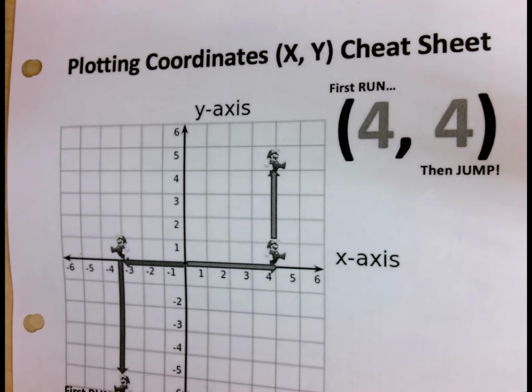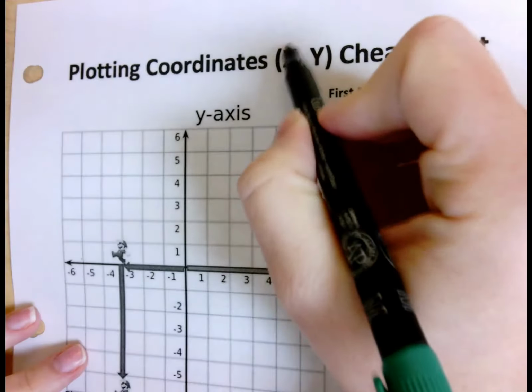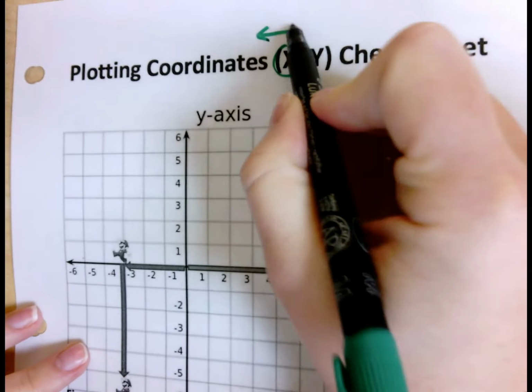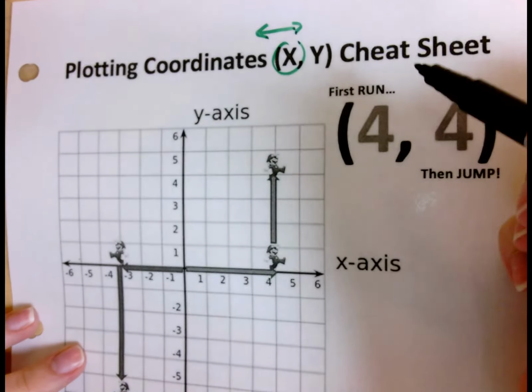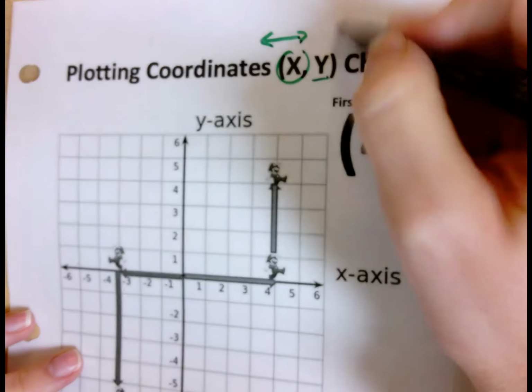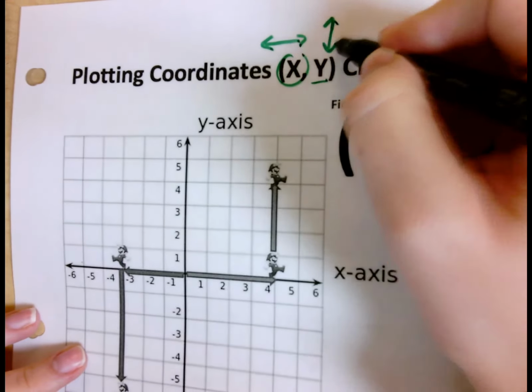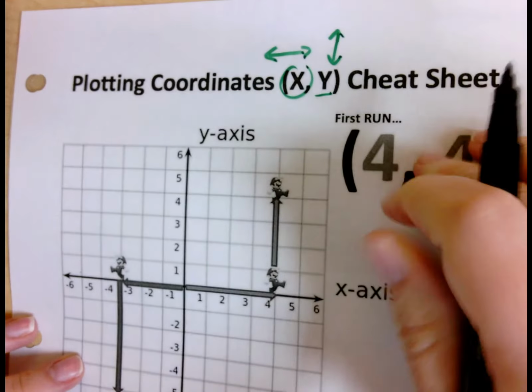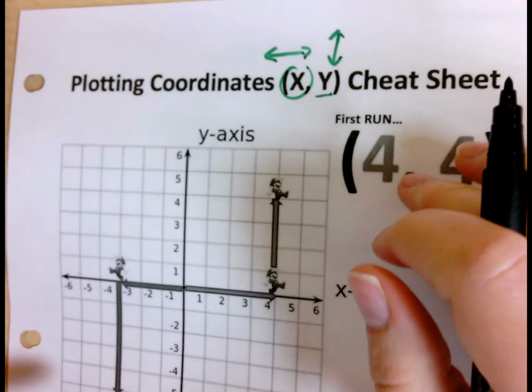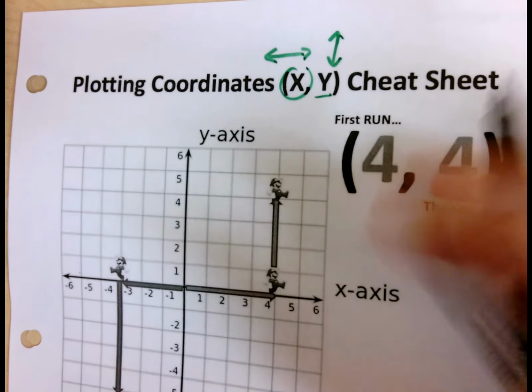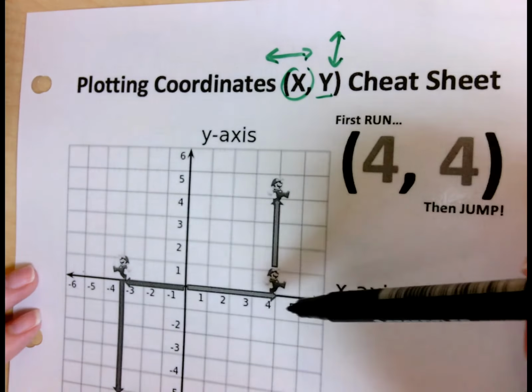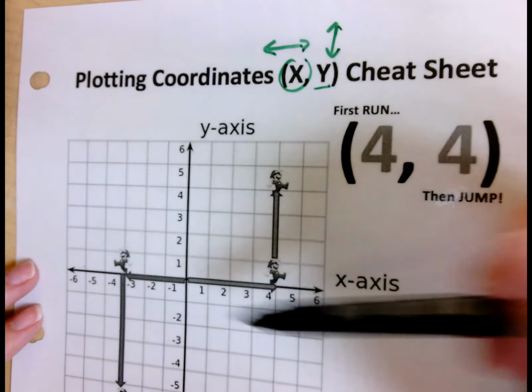We're going to do a quick review of plotting coordinates on a coordinate plane. So remember that the x value is our horizontal, that's left to right value, and y is our vertical, so up and down. A couple things to remember when we're talking about a coordinate plane: we're talking about two number lines essentially.